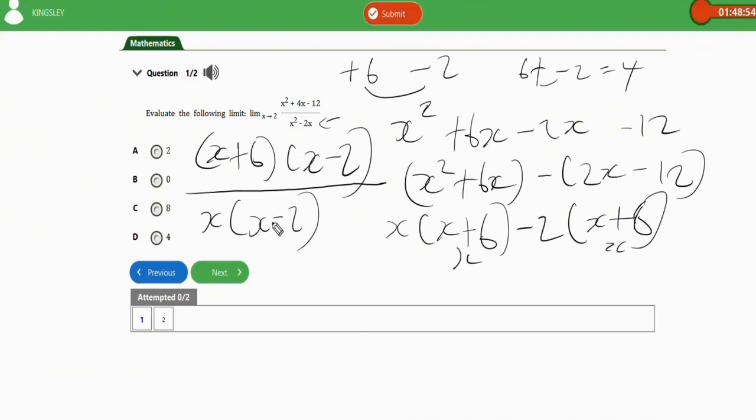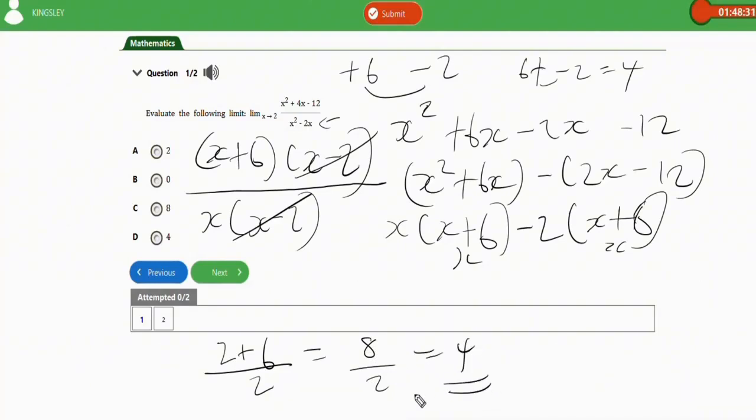At this juncture, we have common factors to cancel out. This will cancel itself. So now x is tending to 2. You plug 2 into where you see x in this expression. So this will give us 2 plus 6 over 2, which gives us 8 over 2, which gives us 4. The correct option to this question is option D, 4. 4 is your answer. It's as simple as this.